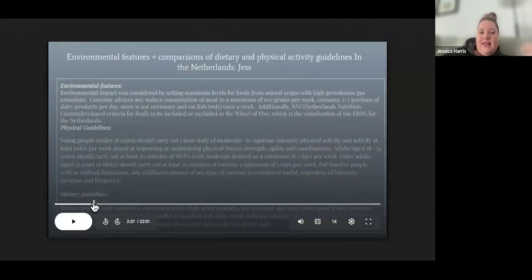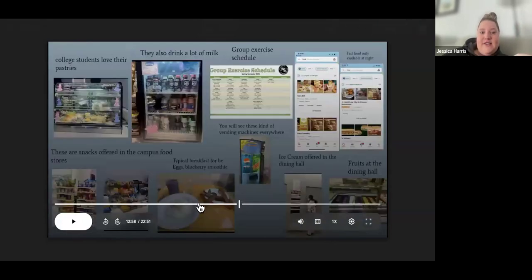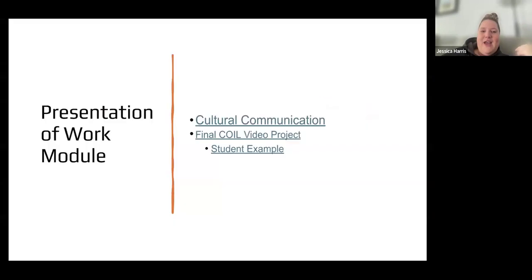They talked about the physical activity guidelines, dietary guidelines, all the things they learned about environmental features, predisposing factors, just ways to compare and collaborate in that full process. As you can see here, there are lots of different food items, different things they've shared to really get to know the culture in that process.